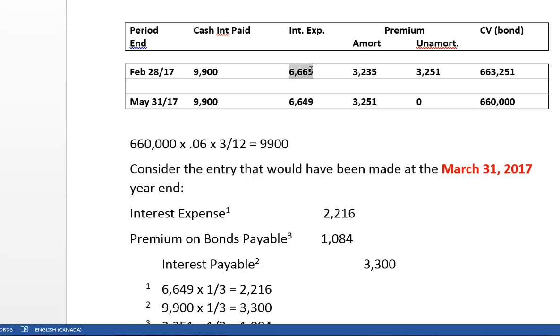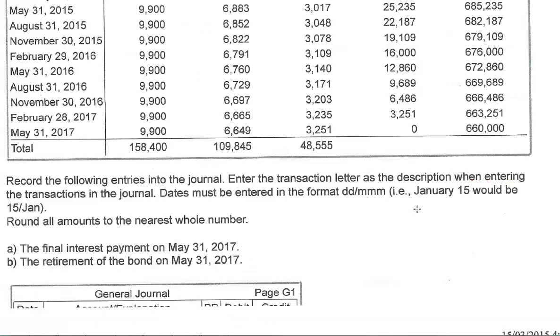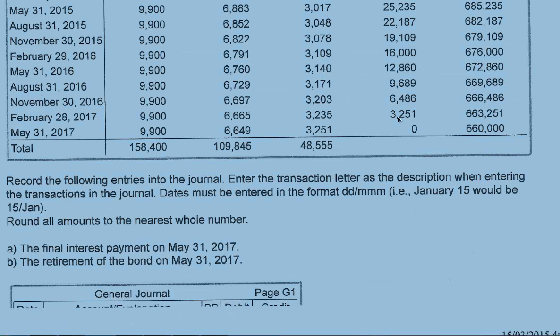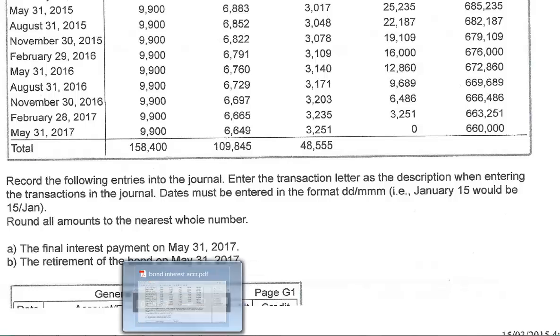The interest expense is given to us, so the difference between cash paid in interest and expense is the amount that you've amortized. So you can see here from the original table, if you look back here, we have $32.51 here that's unamortized at the end of February when we made our interest payment.